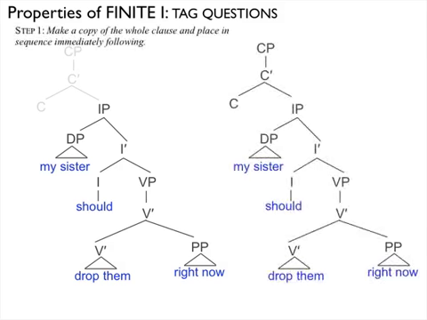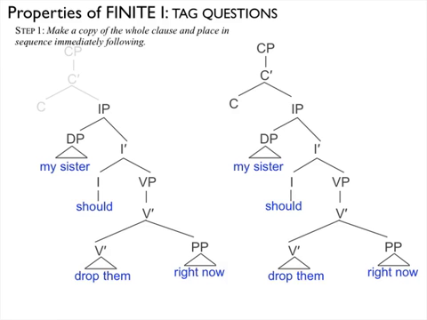So tag questions are these things like this. My sister should drop them right now, shouldn't she? Or I should go to the store, shouldn't I? You ought to do that, shouldn't you? You didn't do that, did you? They have a certain set of properties that are keyed to the structure of the clause and that are looking at the I node. That's going to be one of the claims, right? The way you make tag questions is key.